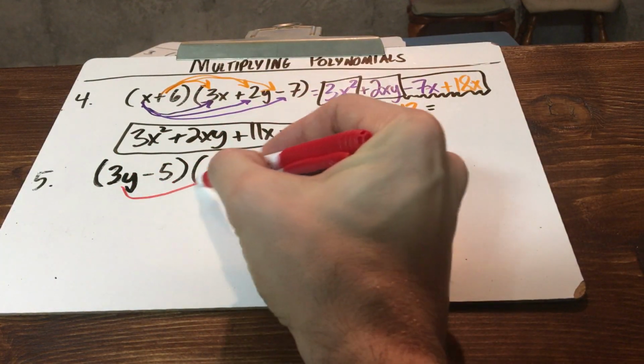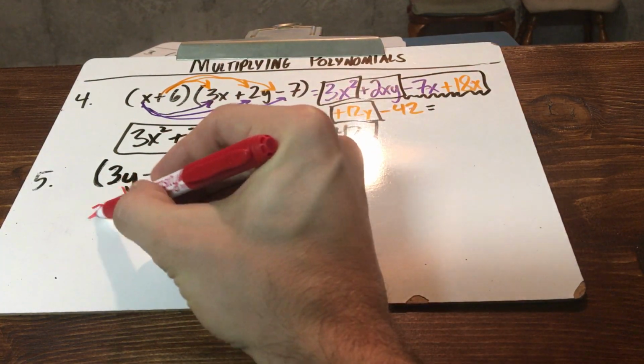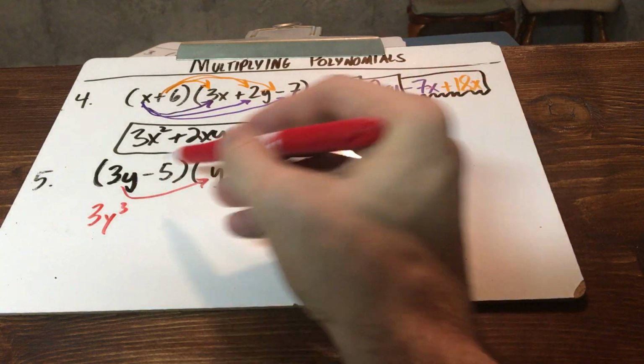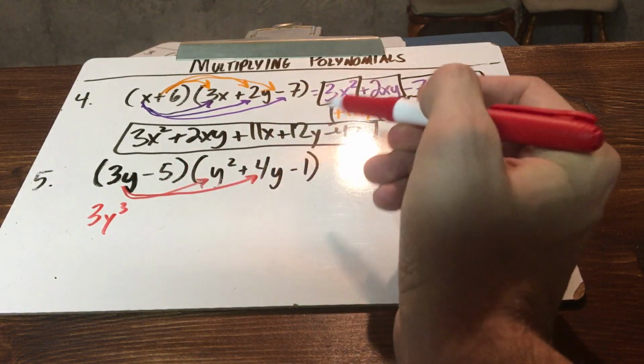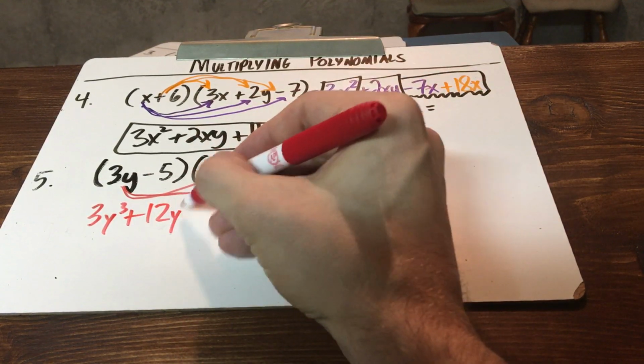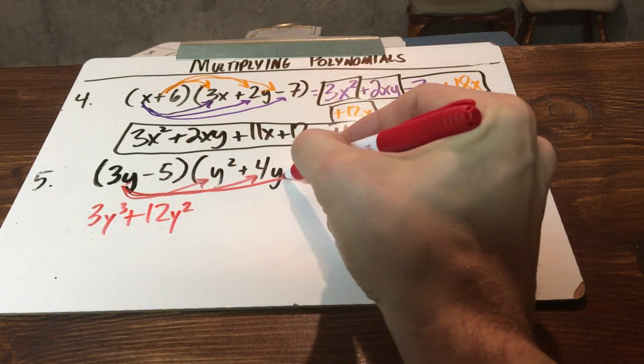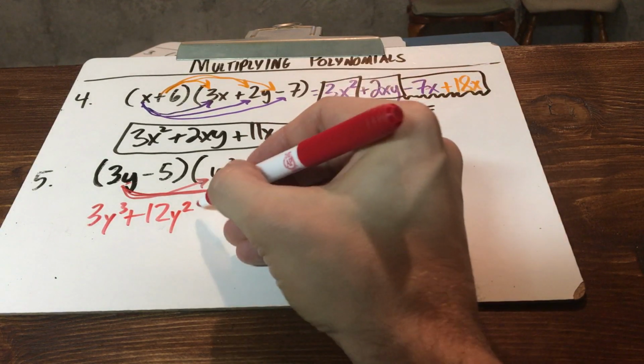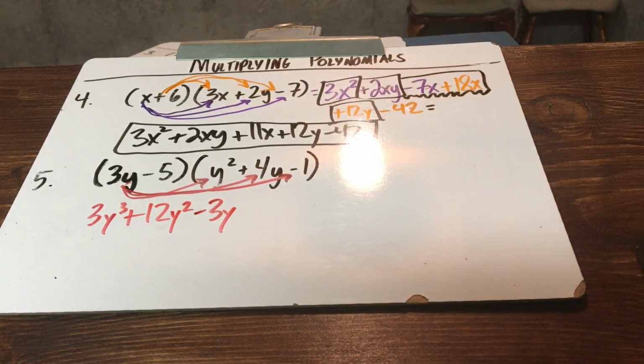You can do 3y times y squared. That's going to be 3y to the third, right? 3y times 4y. 3 times 4 is 12. And then y times y is y squared. If I do 3y times negative 1, that's just going to make it negative 3y. And so I'm halfway done. I've distributed the 3 to everything.